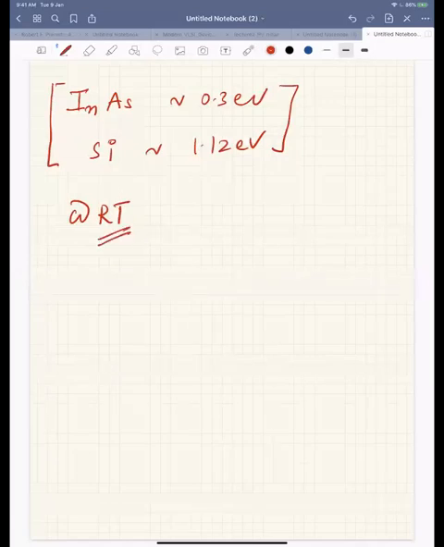At room temperature, indium arsenide will have higher temperature. And let's say if I go on increasing temperature, the electron concentration will increase in both the semiconductors, right? Which materials will have, I mean, the increase in electron concentration, will it be the same in both the semiconductors with temperature? Will it be the same?